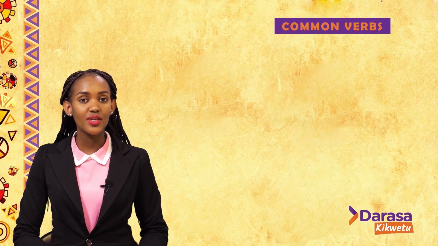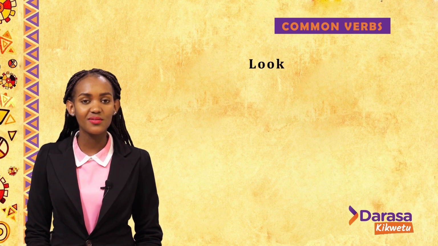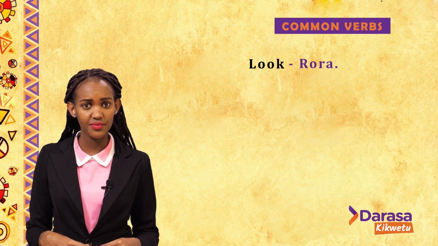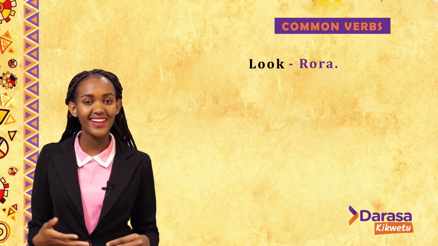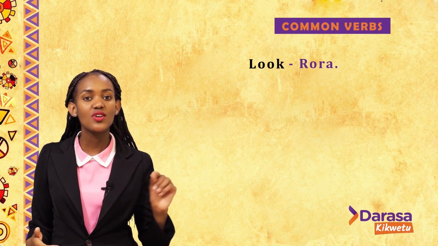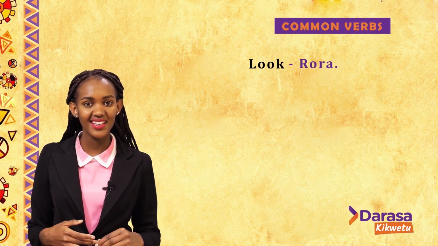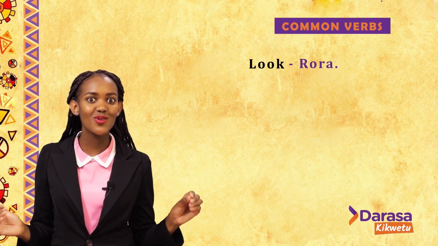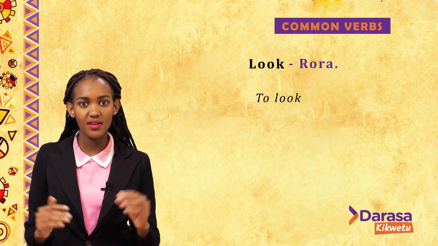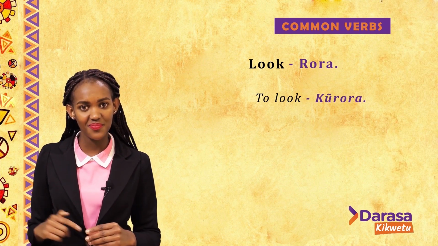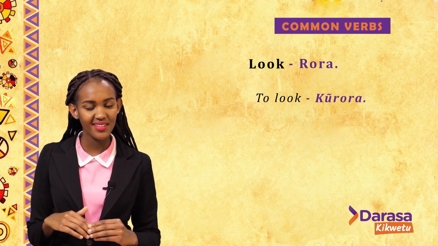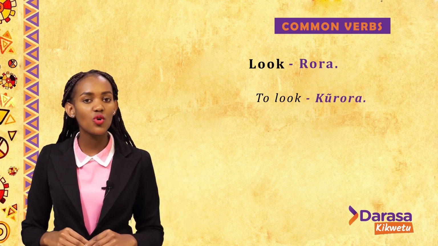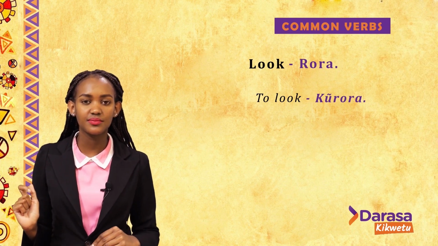Now, we look at look. Look in Kikuyu is rora. Let's say that. Rora. Again. Rora. To look is kurora. In this one we add K-O. Kurora. To look.